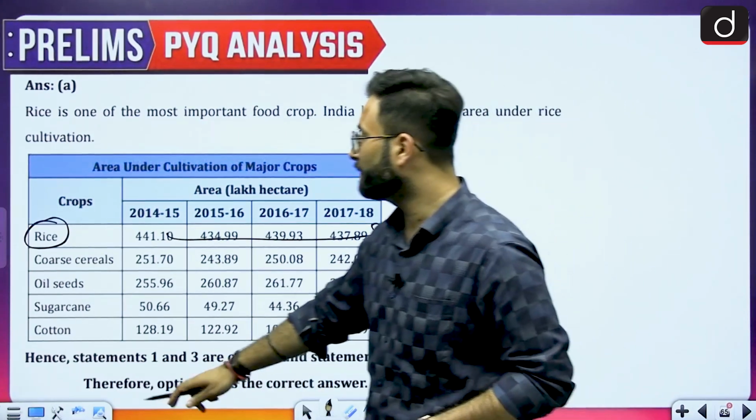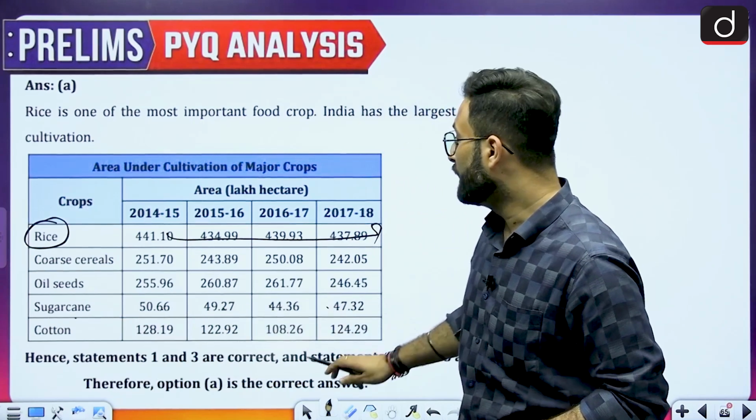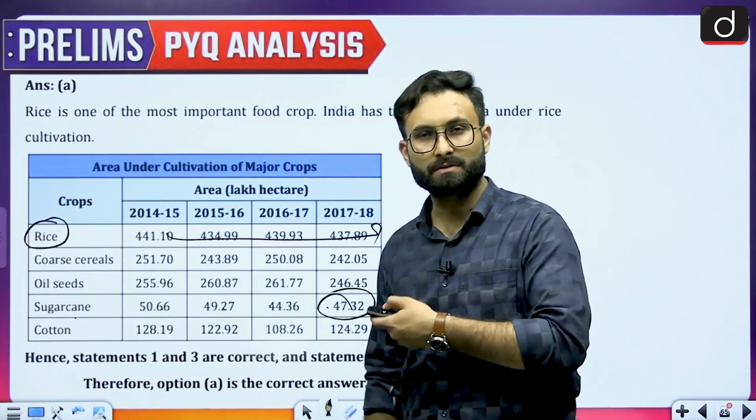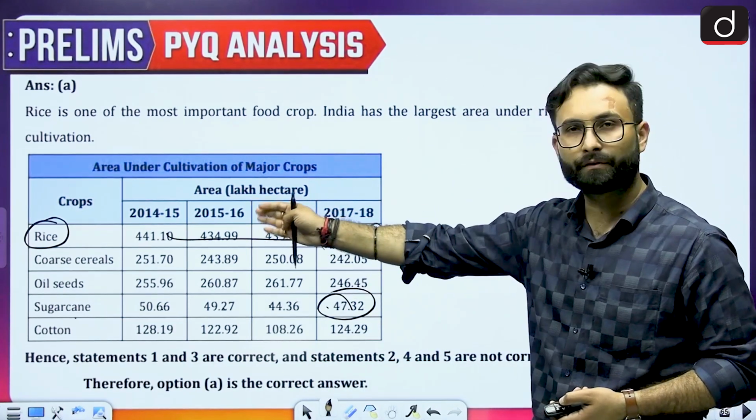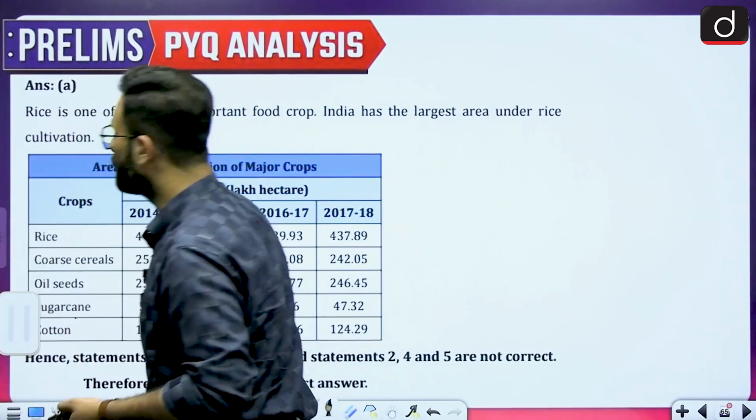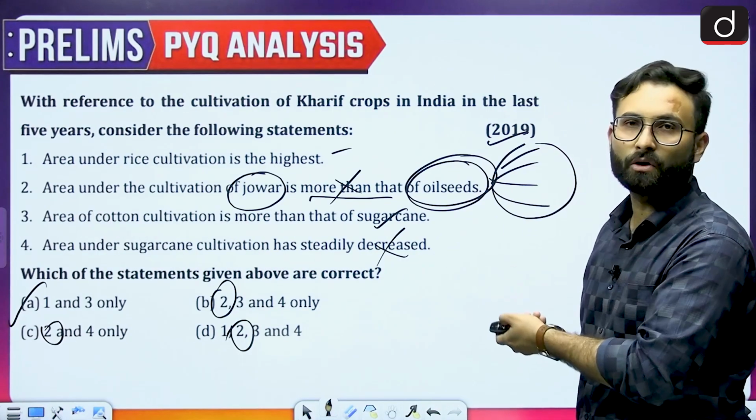Coming to the next one, when we talk about the sugarcane, here you can say 50, 49, 44, 47. So they are saying that it is declining steadily, but that is not the case, because in 2017-18 it has been increased. Now these are the data which is old, 14, 15, 16, 17, that is not important for you. So don't waste your time, you can go for the recent trends. But again, this is the question which is based on logic and not on the data.